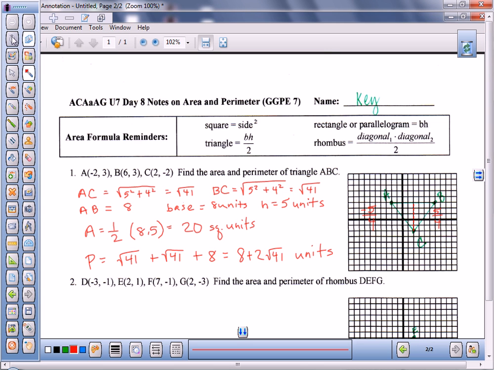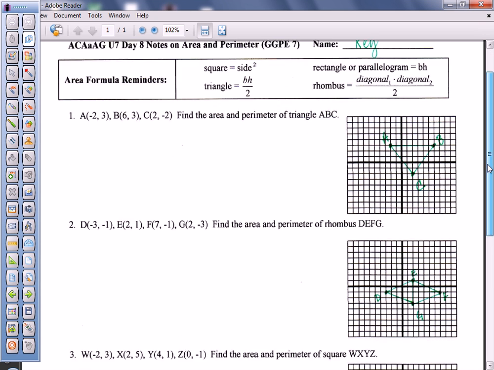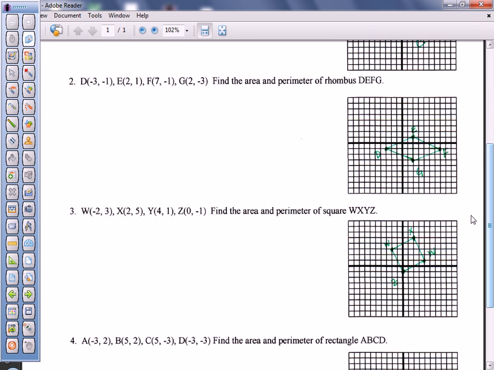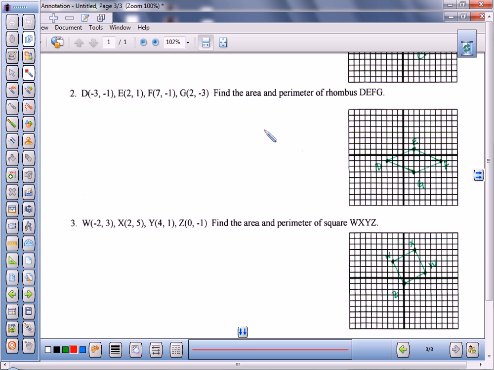Take a moment and catch up with that. And we'll slide down. Okay, now we have 2 more examples here. This asks us to find the area and perimeter of this rhombus. So take a moment and go ahead and graph the rhombus. And we want to find both the area and perimeter.